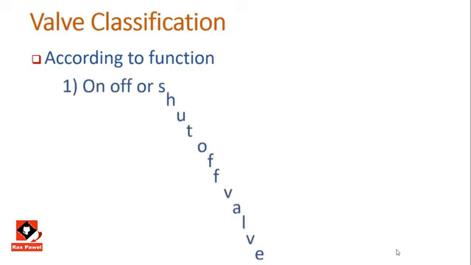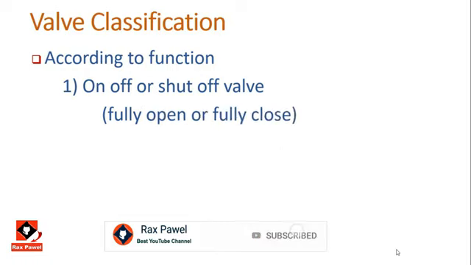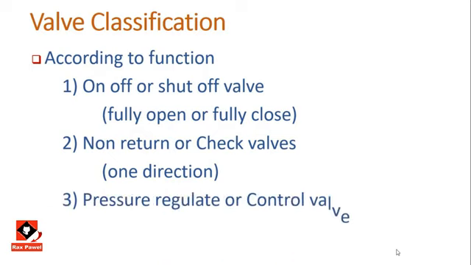So first here we have on-off or shut-off valves. They allow flow by fully opening or stop it by fully closing the valve. Then non-return valves or check valves. They allow flow in only one direction. And finally pressure regulating or control valves. They are used to control the flow.